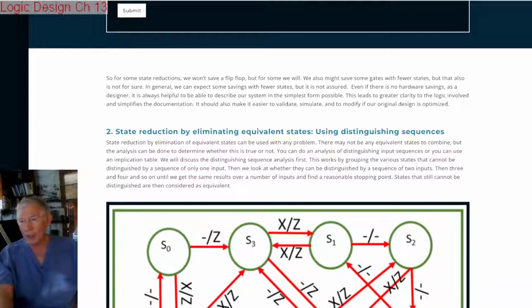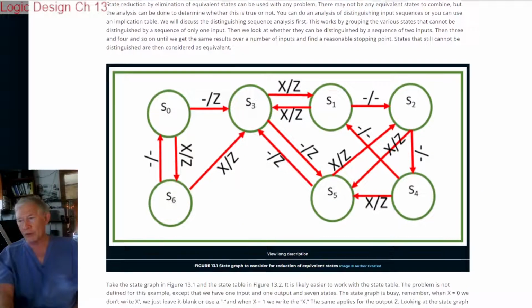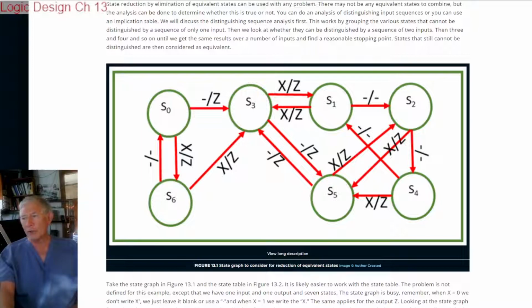But okay, for instance, here's a busy state table. Notice I have not put in any of the x primes or z primes. I've only shown the x's and the z's. So where I have blanks, you can assume that the x here would be an x prime and the z would be a z prime, or x would be a 0 input and z would be a 0 output.